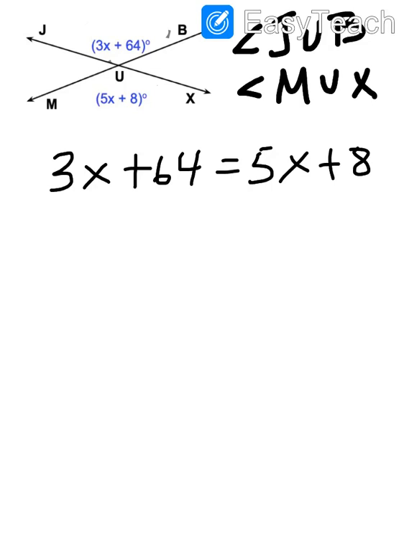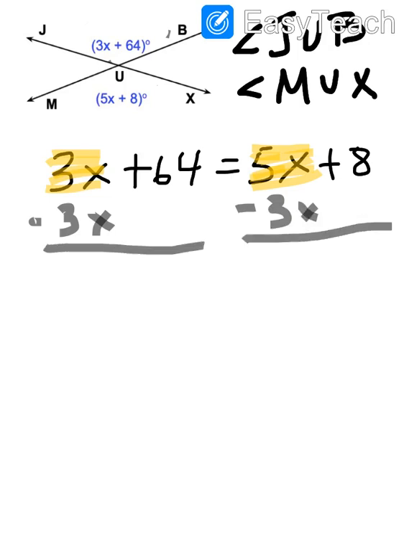The best thing to do is to start moving things around and to combine things that look alike. So we definitely want to make sure that we know how to find like terms. In this case, I know that this is a like term to this because they both have a variable x. So what I want to do is move the smaller one. That's usually a good way to keep your coefficient positive. So you're going to subtract 3x on both sides here.